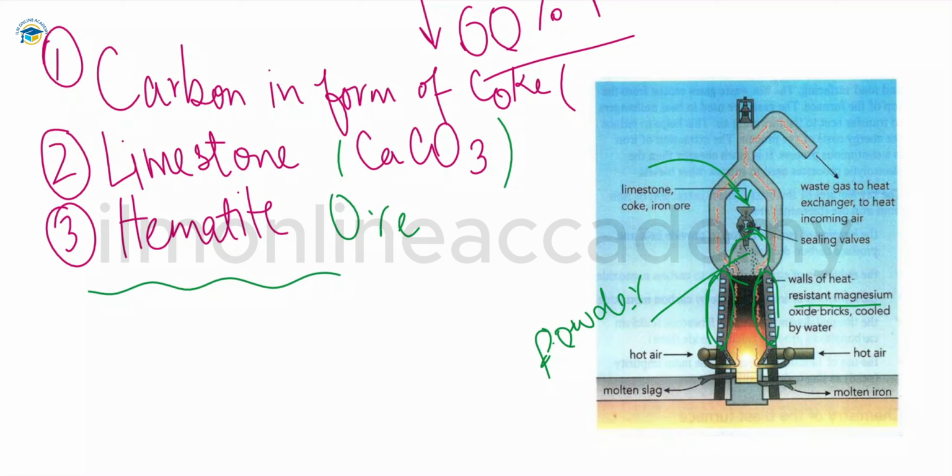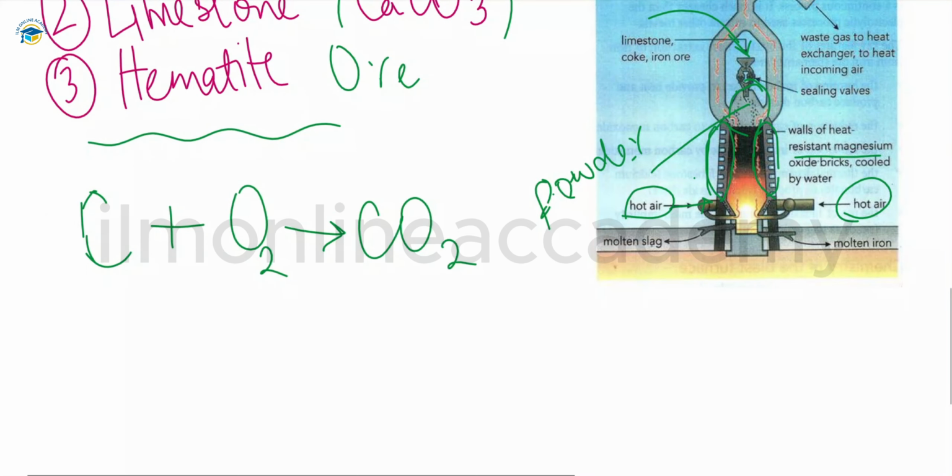Next, blasts of hot air are sent into the furnace through the holes near the bottom. You can see here, these are the holes that are present there. Hot air is sent into the furnace through the holes near the bottom of the furnace, and these two holes are there. And next, we have a series of chemical reactions that take place within the furnace to produce the molten iron.